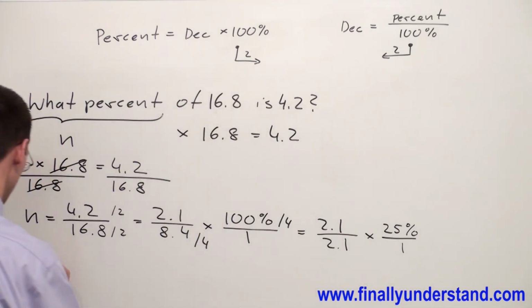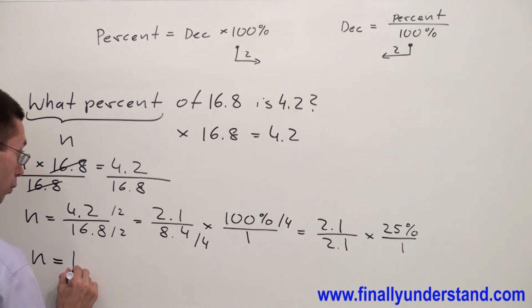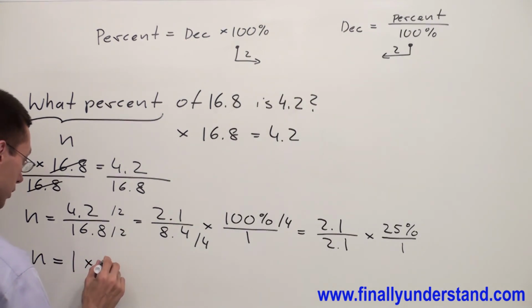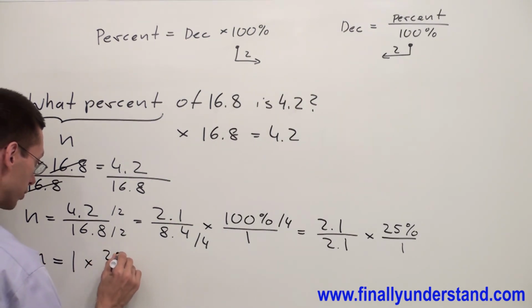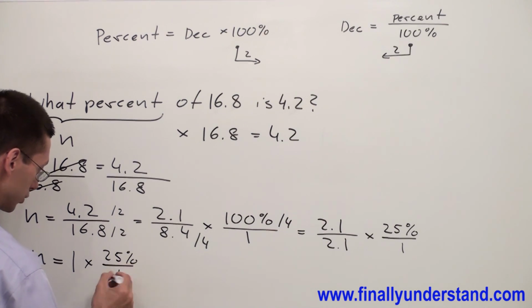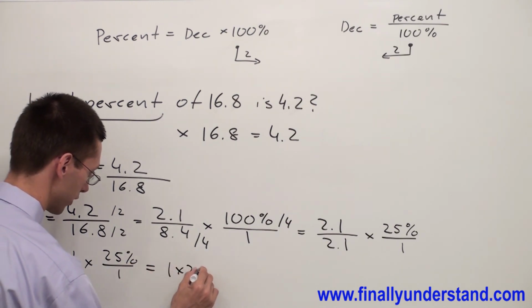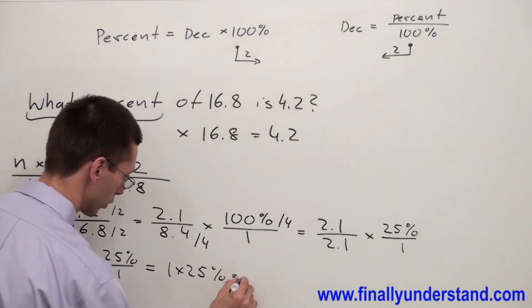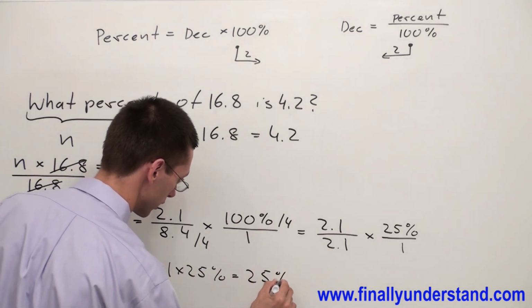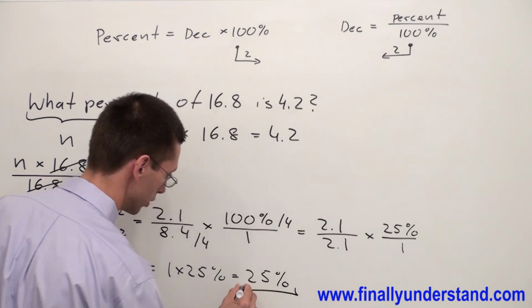Now, 2.1 divided by 2.1 is 1. So I'm going to have n equals 1 times 25% over 1, which is simply 25%. So I have 1 times 25% is equal to 25%. And this is the solution to my problem.